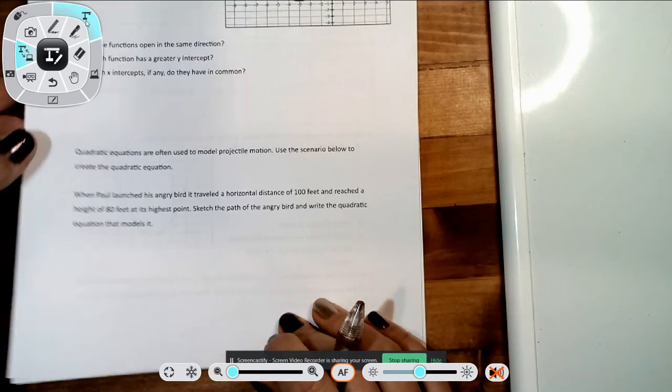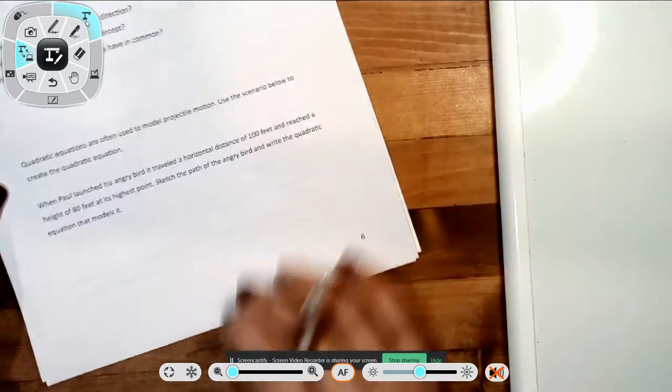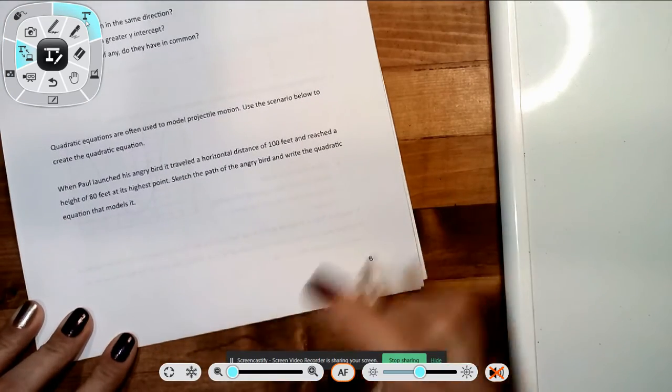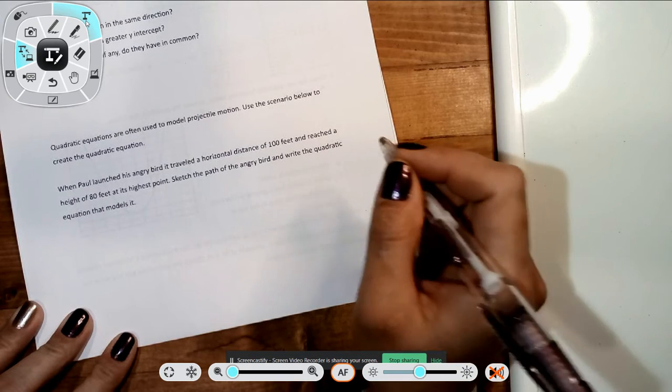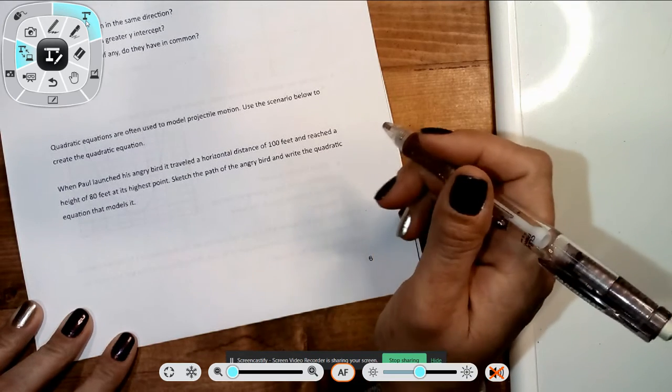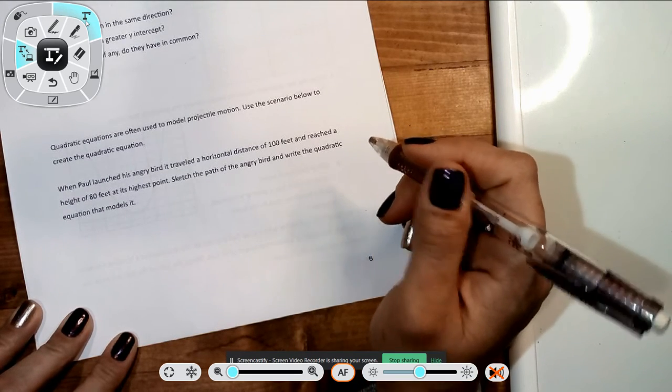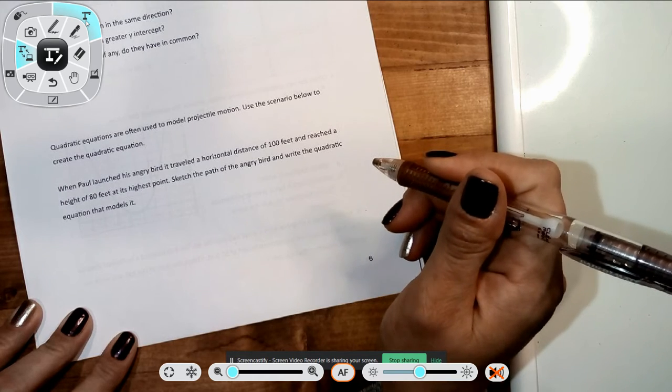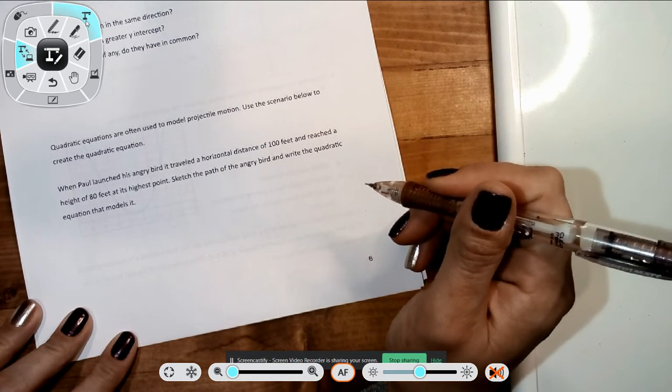Hi guys, so this is going to be the last part of this learning target, and it is what we call a launch problem. Okay, so we're going to start with the problem that was here in our notes packet. And it starts with Paul launched his Angry Bird. It traveled a horizontal distance of 100 feet and reached a height of 80 feet at its highest point. Sketch the path of the Angry Bird and write the quadratic equation that models it.